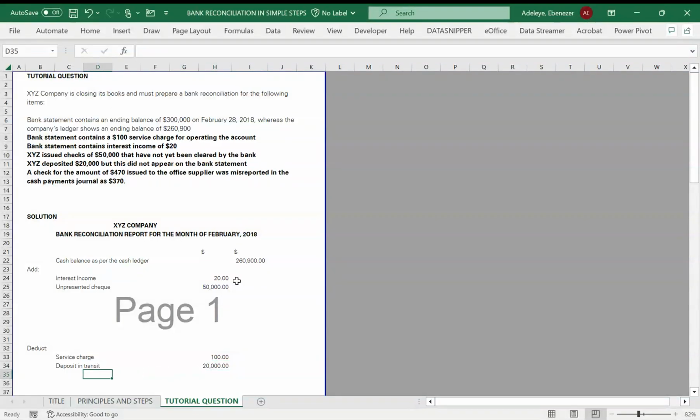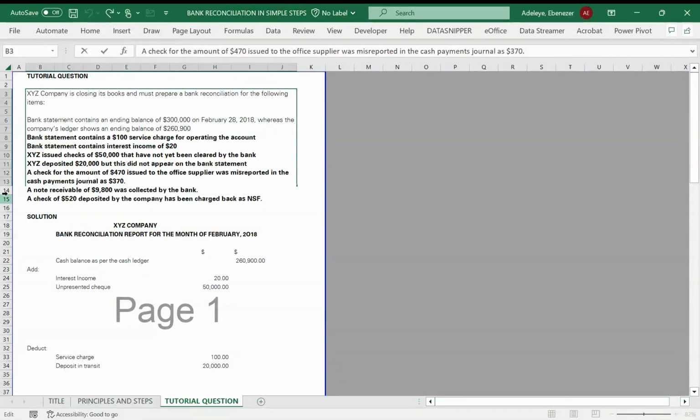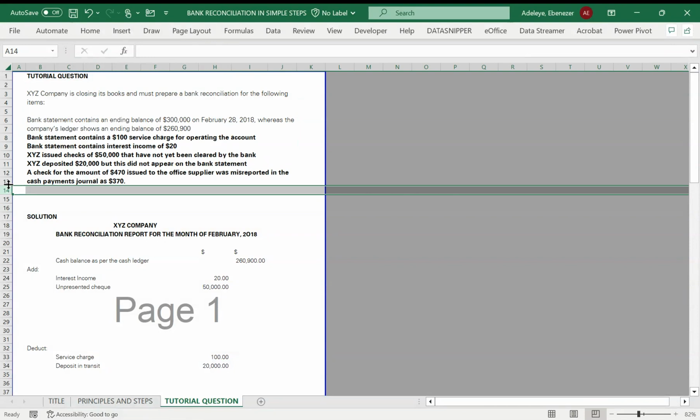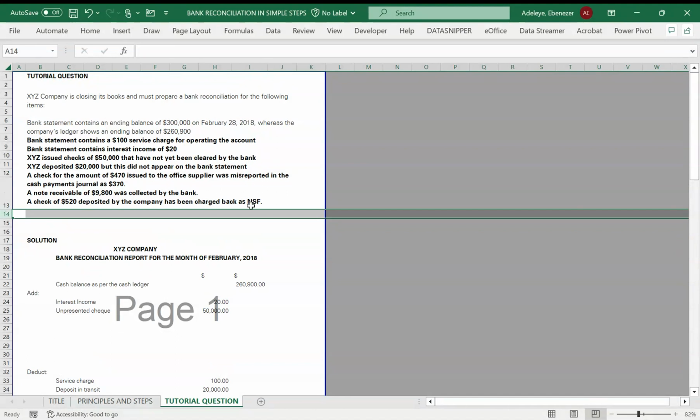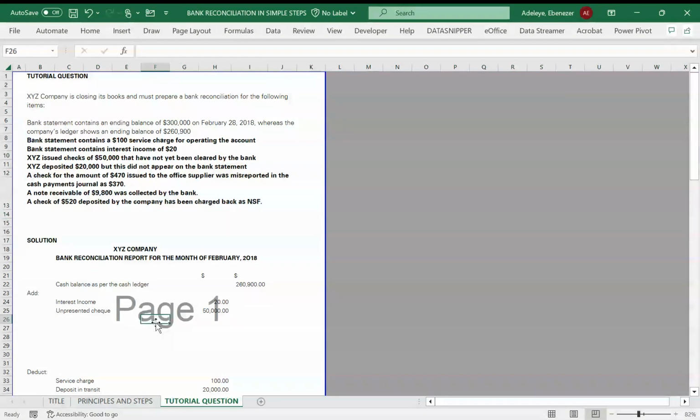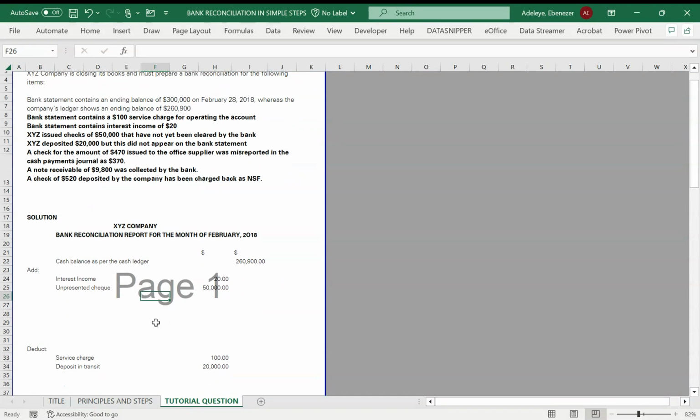The last one is a check for the amount of 470. I think there's still one more thing here. Okay, I was surprised because I knew they had more information. I'll just shift this down. Okay, a check for the amount of 470 issued to the supplier was misreported in the cash payment journal as 370.